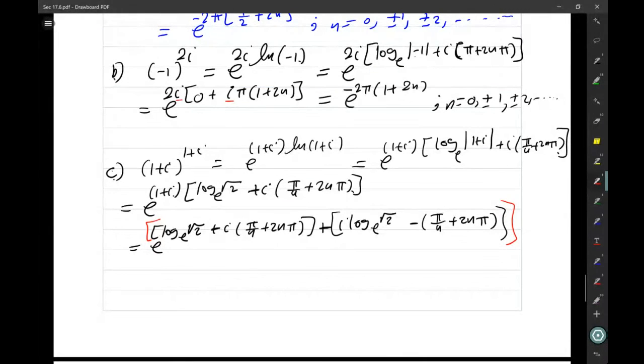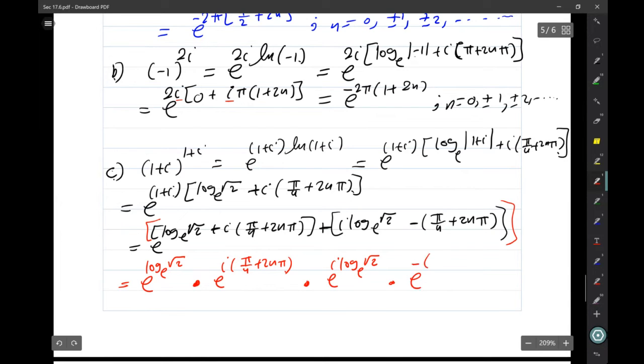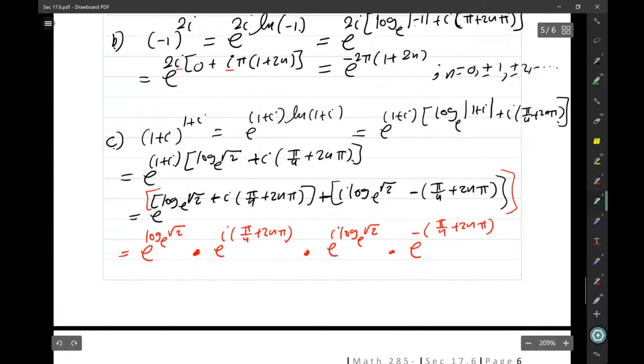But now I can simplify it more. This is equal to e to the power logarithm square root of 2 with base e, times e to the power I of pi over 4 plus 2n pi, times e to the power I of logarithm square root of 2 with base e, times e to the power minus pi over 4 plus 2n pi. Now this part here, e with logarithm with base e will be cancelled, so that's equal to square root of 2.